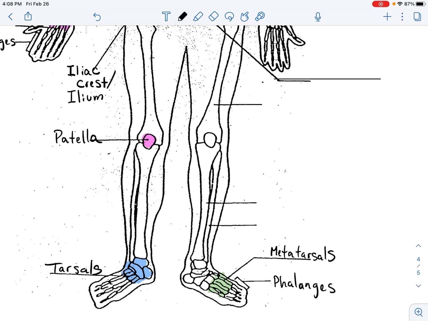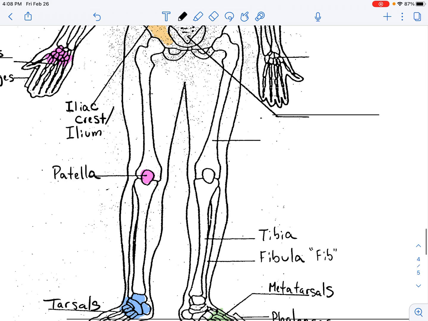Moving up on the right side, we've got your shin bone. That's your tibia. And the little bone off to the side is fibula. Make sure you spell those correctly. Tibia does not have an L. Fibula does not have an I. I remember that the fibula is the little bone on the side of the tibia, and it makes me think a fib is a little lie. So the fibula is a little bone.